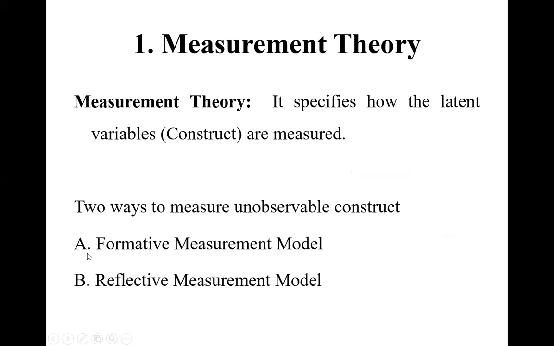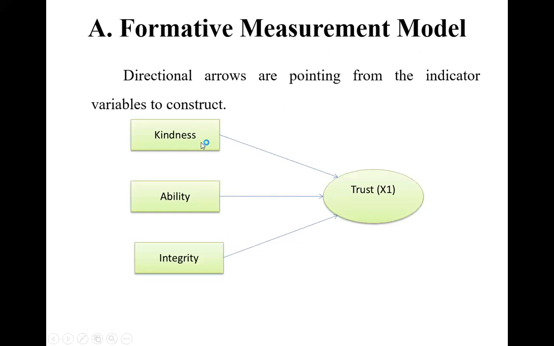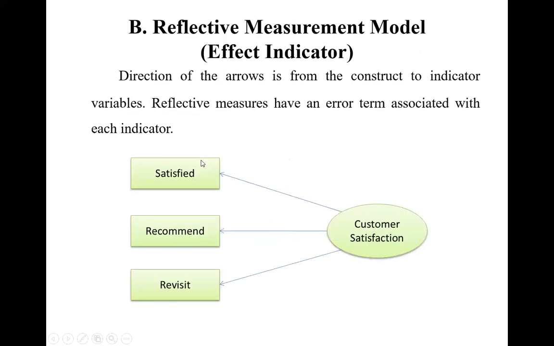So we can perform measurement theory. One is formative measurement model and reflective measurement model. We cannot perform formative measurement model in AMOS. The formative measurement model, trust: the three indicators forming the trust are kindness, ability, integrity. It is formative. And reflective means customer satisfaction.